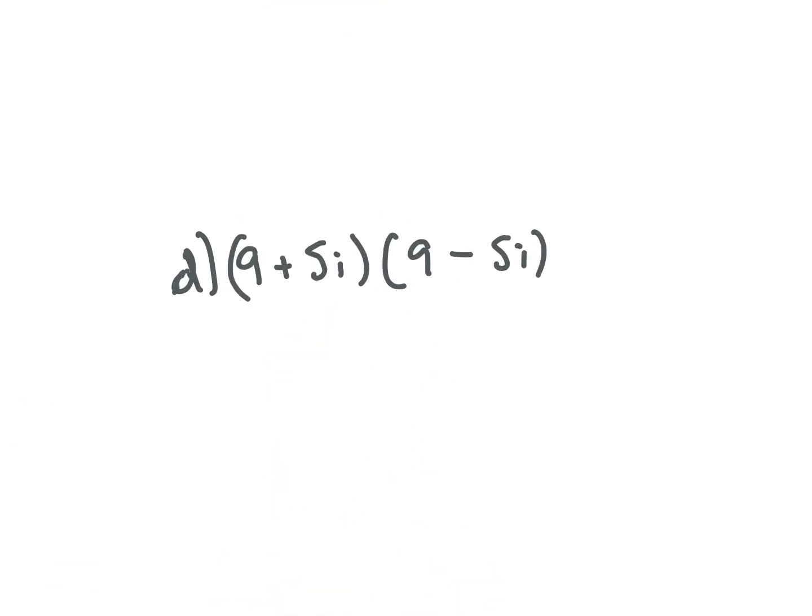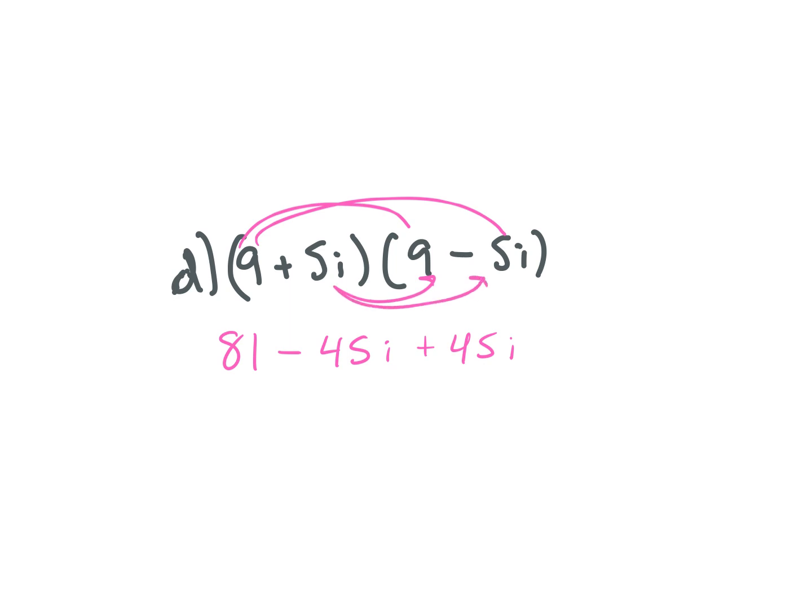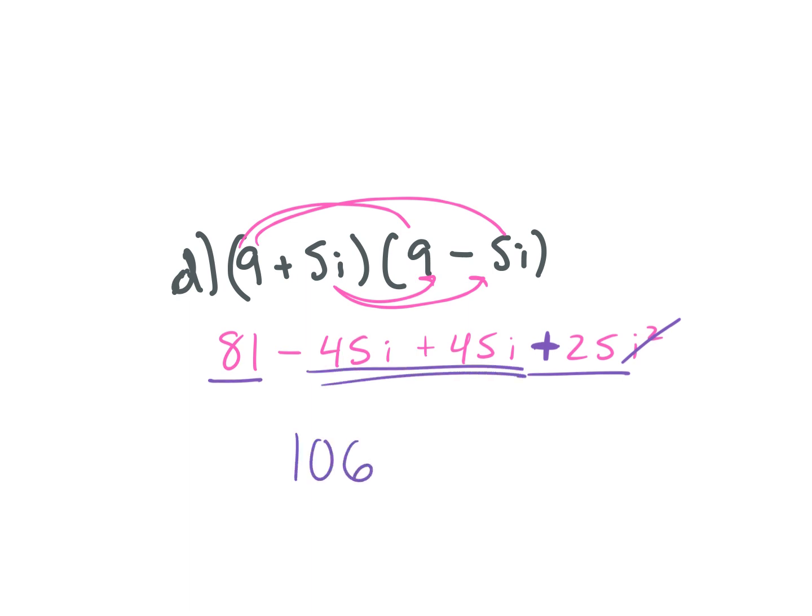I'll do it. We have to FOIL here. 9 times 9 is? 9 times negative 5i. Negative 45i. 5i times 9? Positive 45i. And 5i times negative 5i? Negative 25i squared. Cody, what does the i squared turn into? Negative 1. So that makes it a positive 25. So let's combine our real parts. What's 81 plus 25? 106. What's negative 45i plus 45i? They cancel out. So our answer would just be 106.